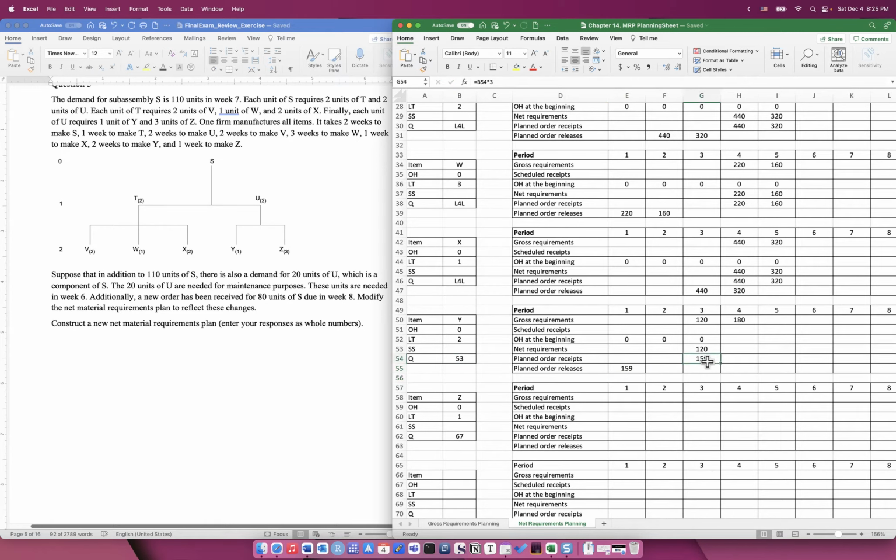Okay, and then how does it change? It changes the available inventory at the next period. So the beginning of week 4 is whatever is left over from week 3. What's left over? You needed 120, but you ordered 159 because you had to. So the difference between these two is going to be on-hand inventory at the beginning of week 4. So with this, net requirement also changes.